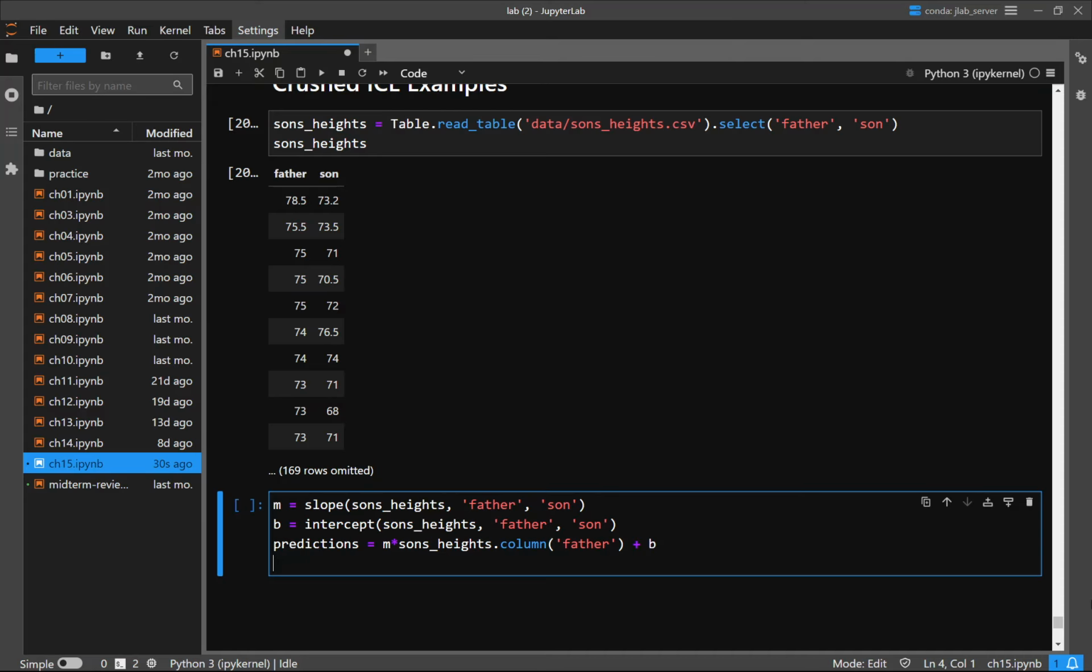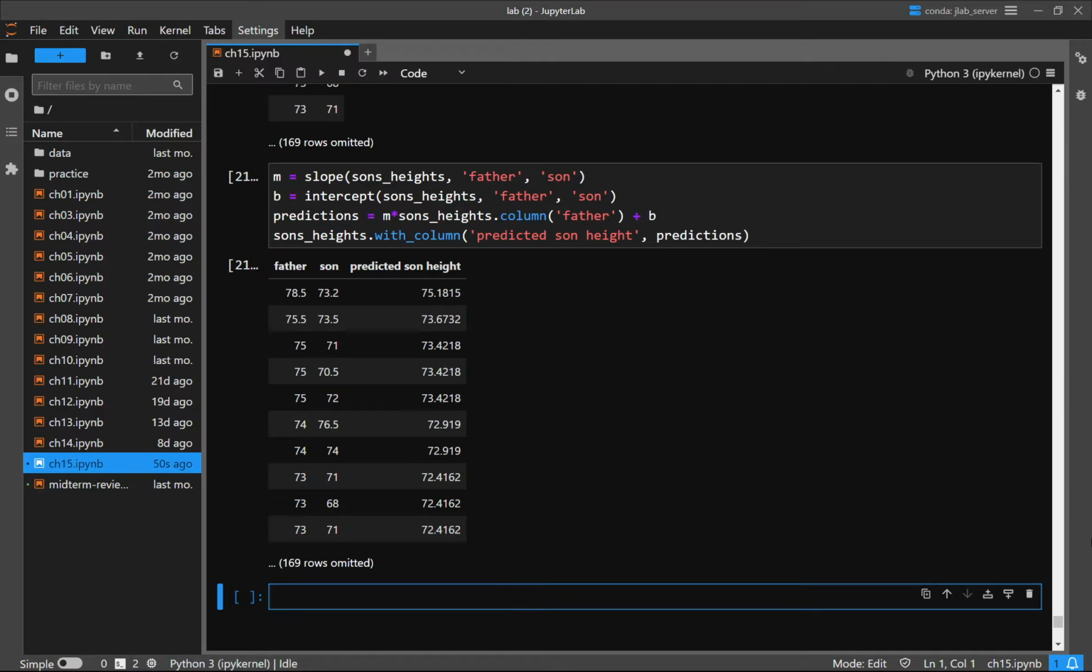And then we know what our table looks like right now, but we can attach that column. sons_heights.with_column, a new column. Those are our predictions. Predicted son height, let's say. And those are our predictions. So there we are. They're decently close this time. That's a little bit better because the correlation, I think, was a higher number. The r value was a bit higher. So that's not horrible, at least for the starting ones.